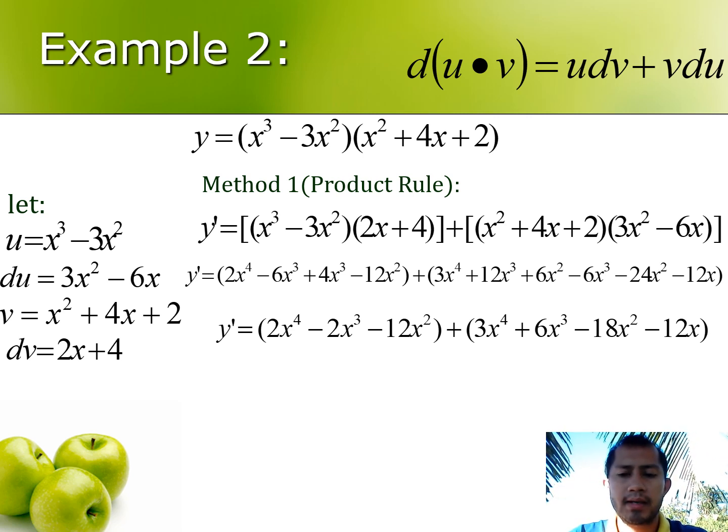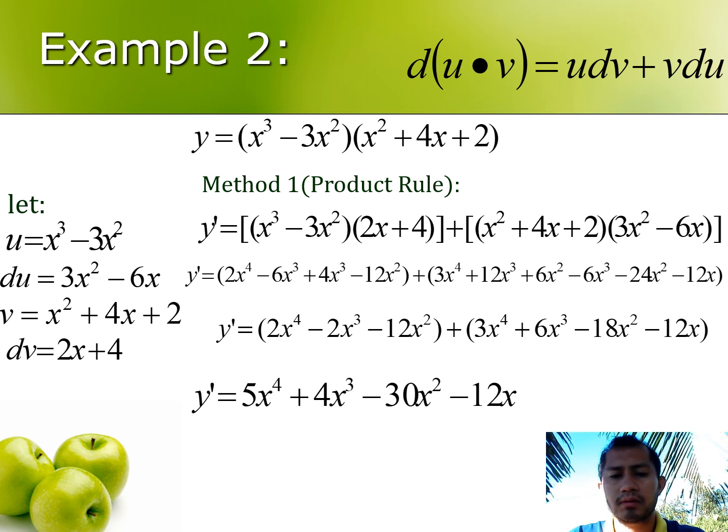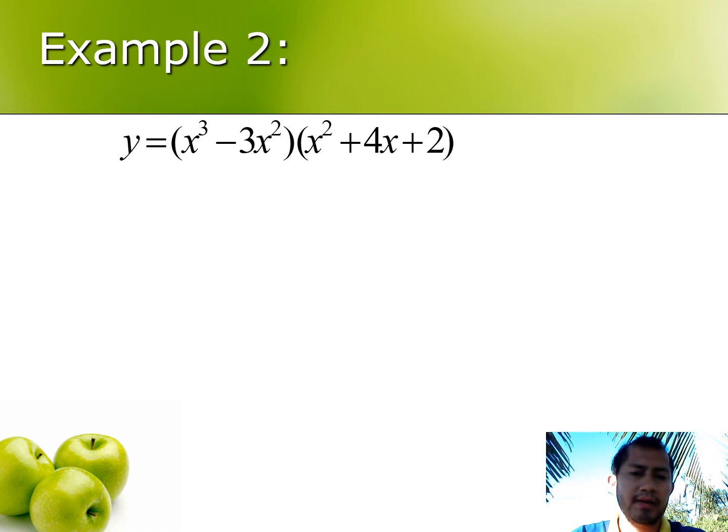Now, combining like terms, the final answer is y prime is equal to 5x to the fourth plus 4x cubed minus 30x squared minus 12x. As mentioned earlier, we have another method. This is simplifying first, or multiplying first, the given.